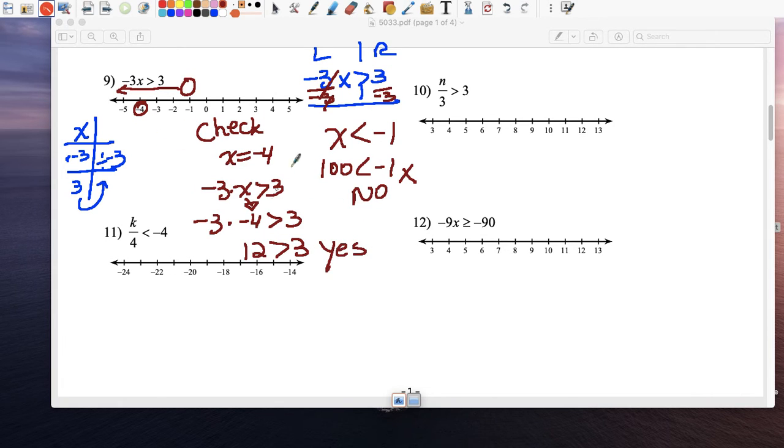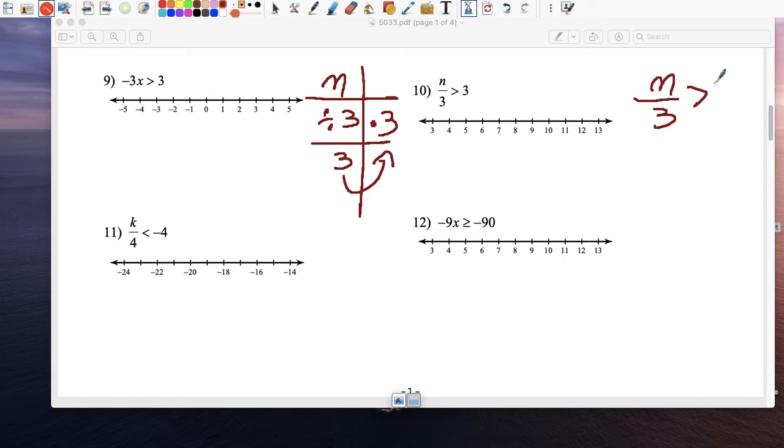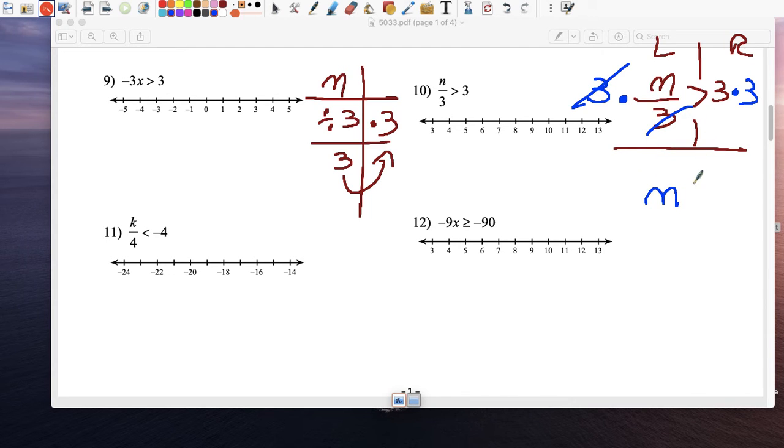So everything is there. Next. What's my variable? N. What's happening to it? It's being divided by 3, and that's going to be greater than 3. So the inverse operation is going to be times 3, right? Left and right. So now I'm going to multiply by 3. Multiply this by 3. Multiply this by 3. This and this simplifies, and I get n greater than, and 3 times 3 is 9.